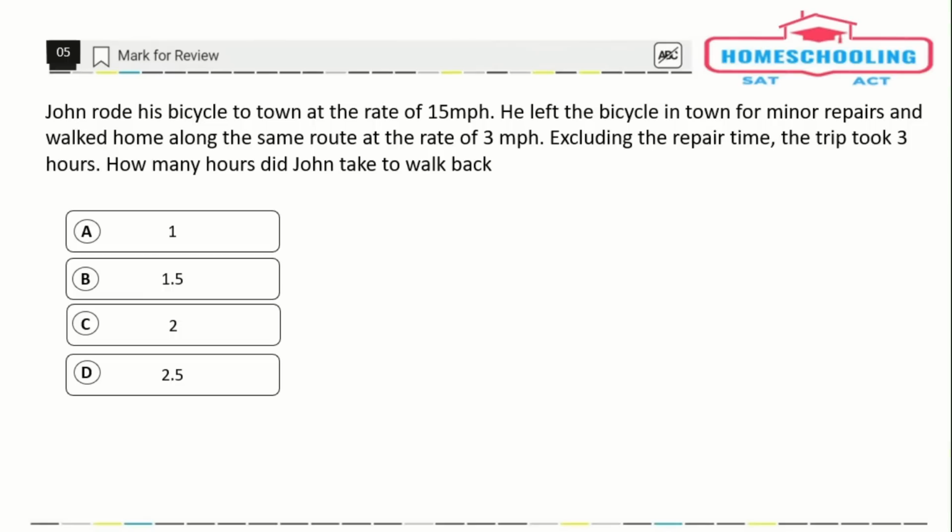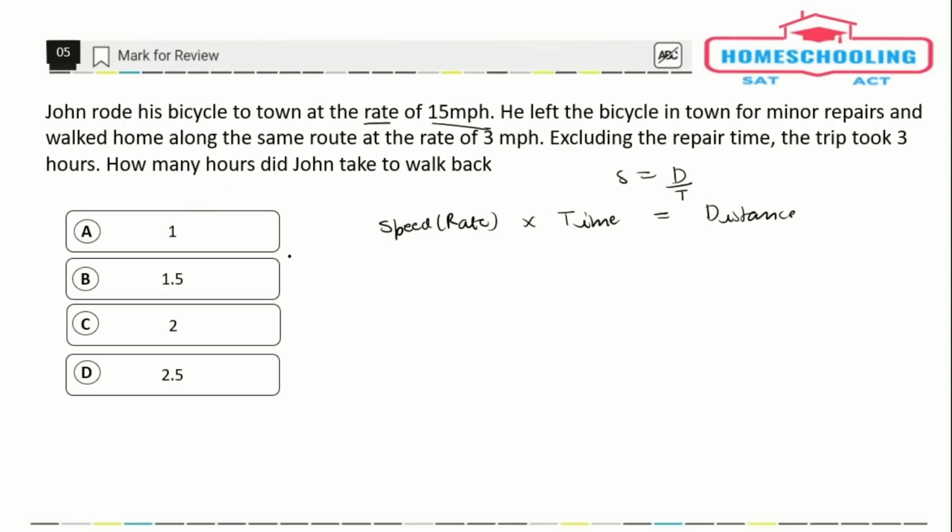The question says that John rode his bicycle to town at the rate of 15 miles per hour. So let's put all the data on the table one by one. So speed, or see here rate is given. So rate or speed is the same thing. So speed and time is equal to distance. We know this formula because speed is equal to distance upon time. So we'll take distance this side and multiply speed into time, so we can derive this formula.